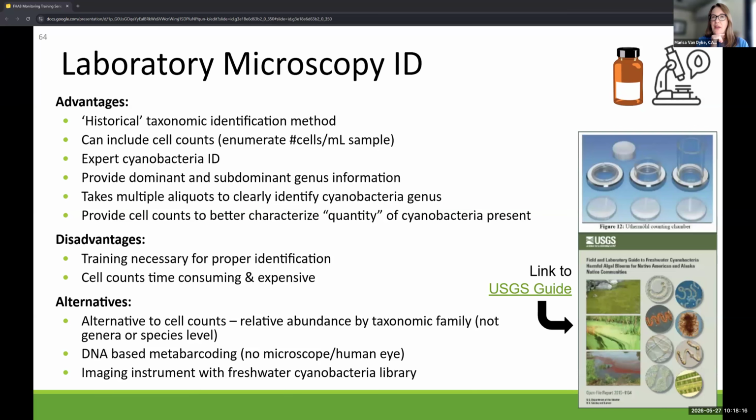All right, so lab microscope ID, this is again a reference card of the advantages, disadvantages, and some alternatives. This is just really useful, so please take a look at it.